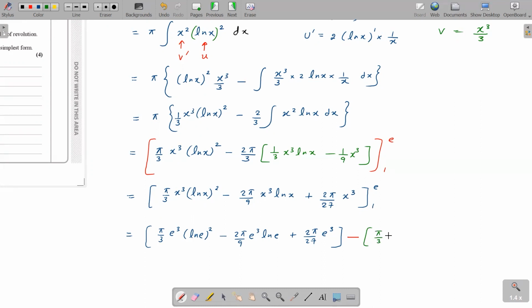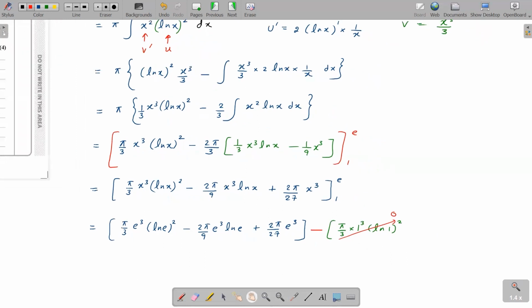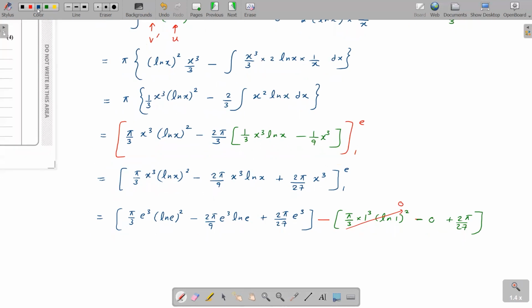Pi over 3 into 1 cube ln 1 is actually going to be 0, which means this whole term is 0. ln 1 is 0. Even the other term, minus 2 pi over 9 into 1 cube ln 1, is again 0, because you need to realize ln 1 is 0. Minus 0. And the last one we get 2 pi over 27 into 1 cube. 1 cube is 1. Shall I leave it like that? Okay, and then let's input the values here.